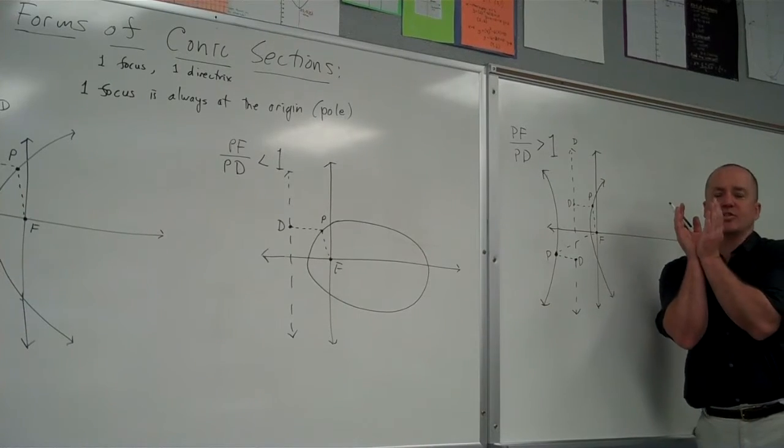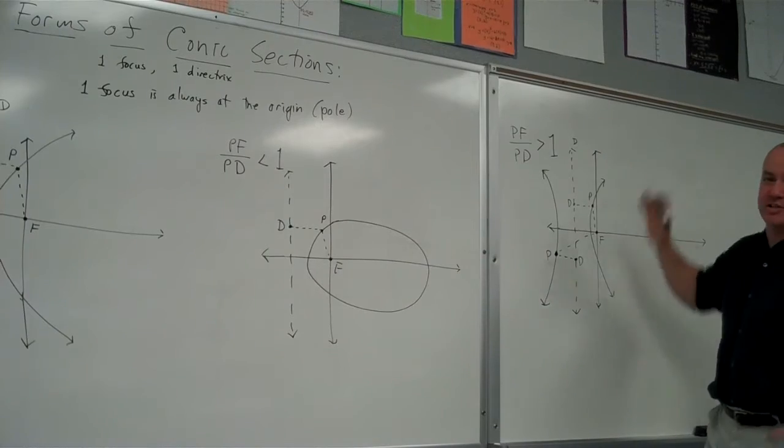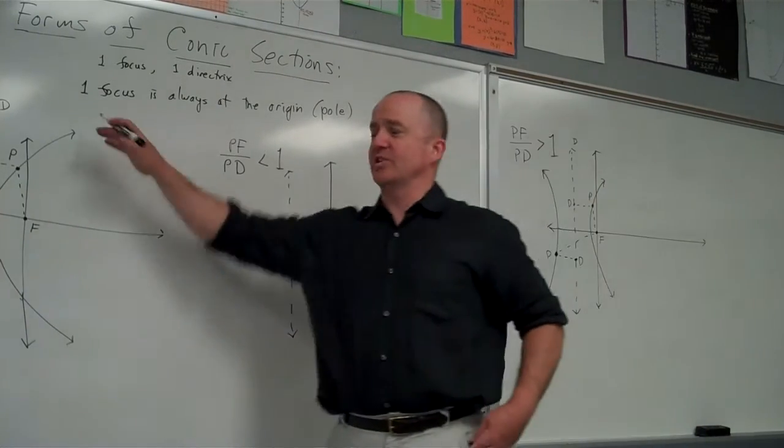Things with a small eccentricity will curve back on themselves. Things with a big eccentricity will fly away from each other. Things with an eccentricity of one are a parabola.